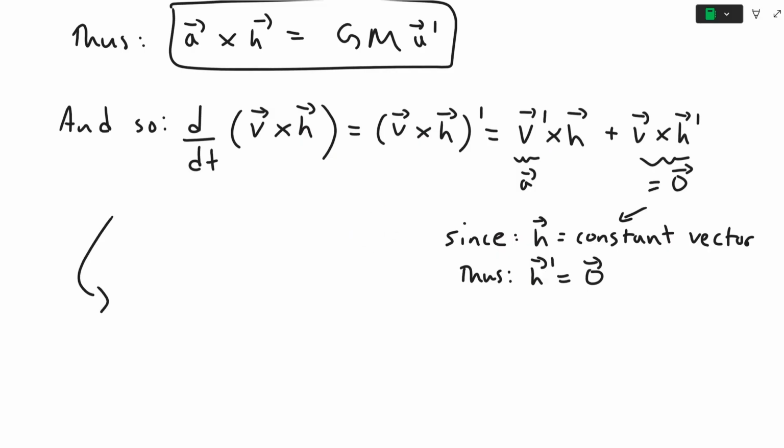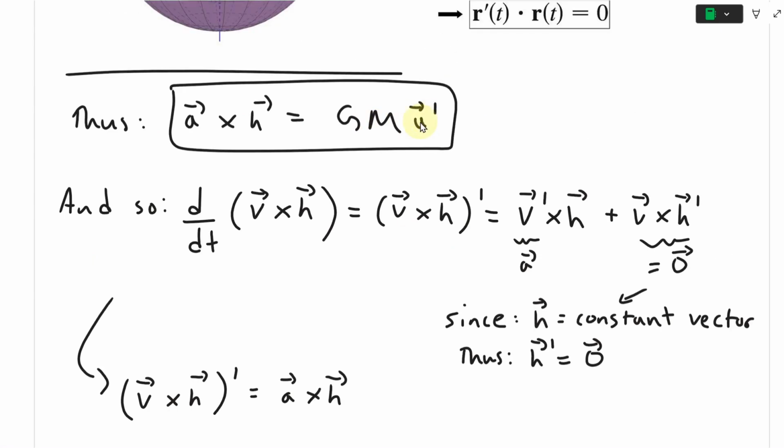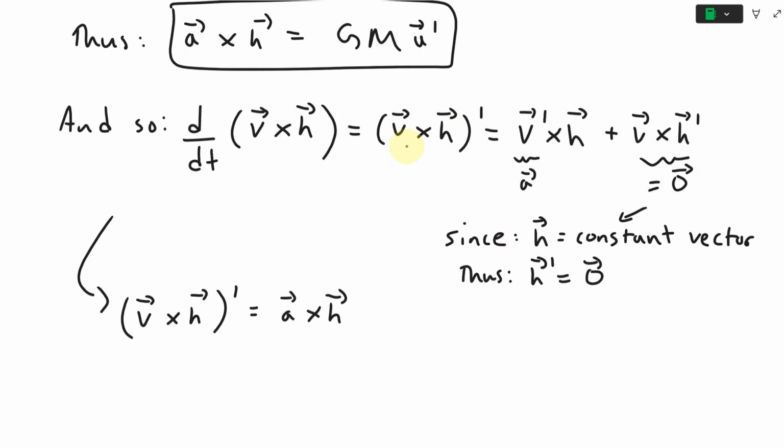So what we're left with now is we can plug this inside. Now we get the derivative of v cross h is equal to a cross h, and we know what a cross h is. That's just this, GM, and then the derivative of the unit vector u prime, like that.